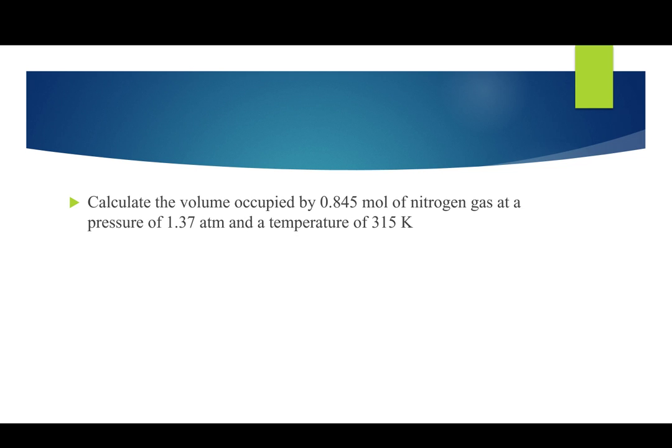So we're going to calculate the volume occupied by 0.845 mole, that's an n, of nitrogen gas at a pressure of 1.37 atmospheres and a temperature of 315 Kelvin. So I know I'm using the ideal gas law here. Calculate the volume. Because I only have one volume, one pressure, I don't have two, the only formula that I have that has one of everything is the ideal gas law, PV equals nRT.